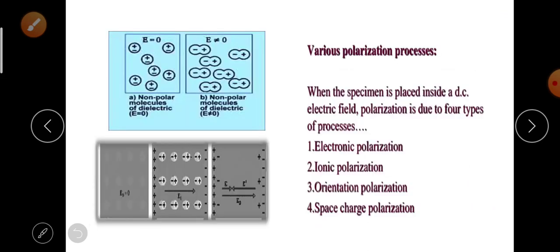Various polarization processes. When the specimen is placed inside an AC or DC electric field, polarization is due to four types of process. One is electronic polarization, second is ionic polarization, third is orientation polarization, and fourth is space charge polarization. Here there are non-polar molecules of dielectric with E equal to 0. Here non-polar molecules of dielectric with E not equal to 0.